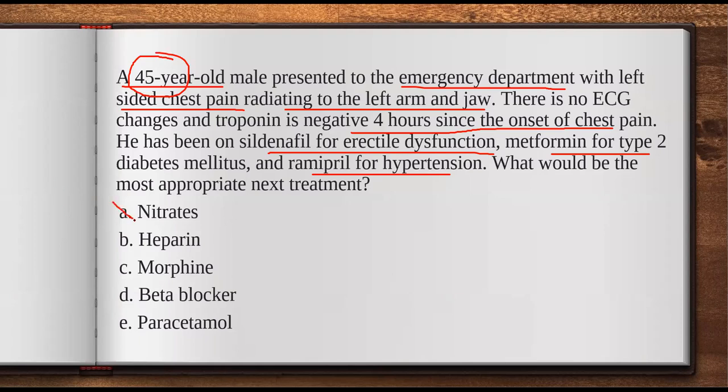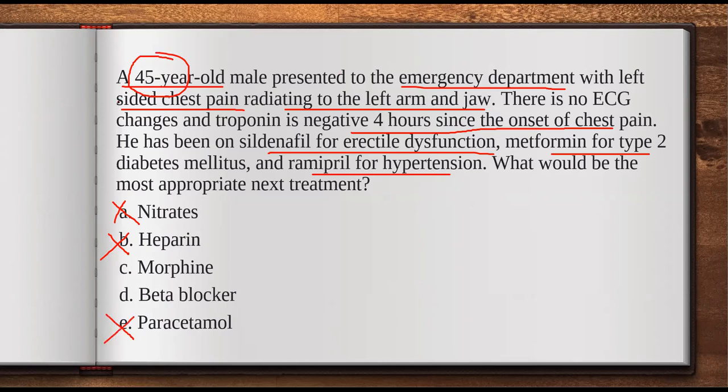So nitrate is out. And if the patient was not on sildenafil, nitrate would be a good option to choose. Then what else? Heparin, still now we cannot give it. Beta blocker, we can give it to every unstable angina patient or angina patient. That's a good choice of treatment. And paracetamol, at this point, no need.